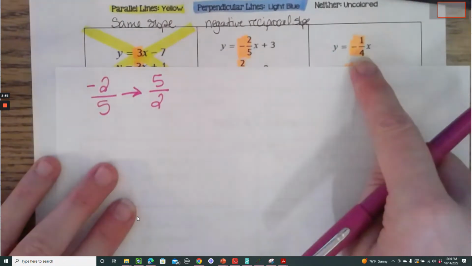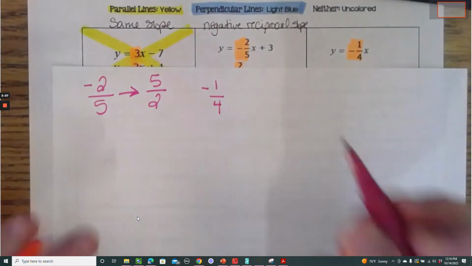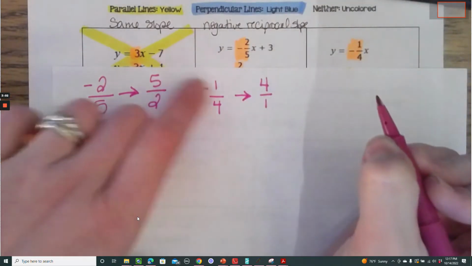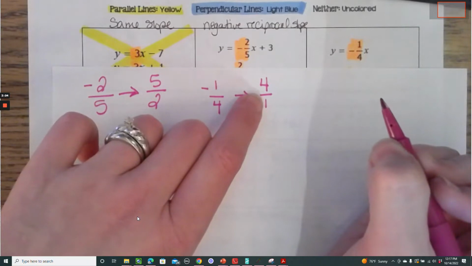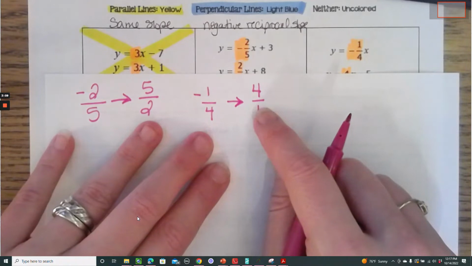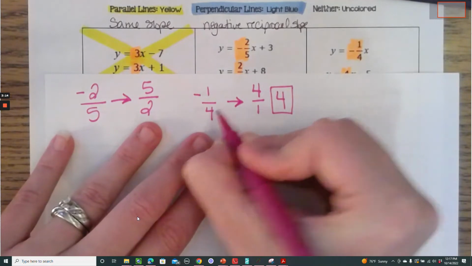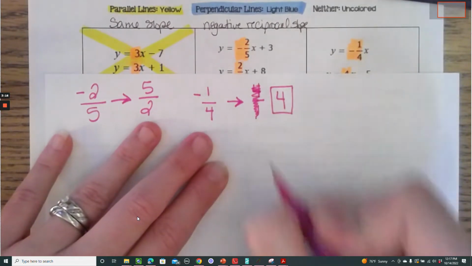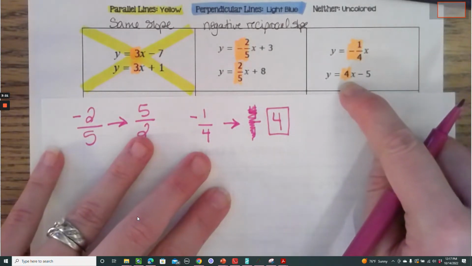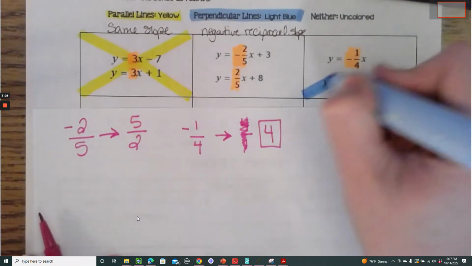I just take the first one, negative 1/4. So I flip the fraction on its head. It's negative, so now it's positive. What does 4/1 simplify to? 4. So really, I'm looking at negative 1/4 and 4. Those are negative reciprocals, so it's blue.